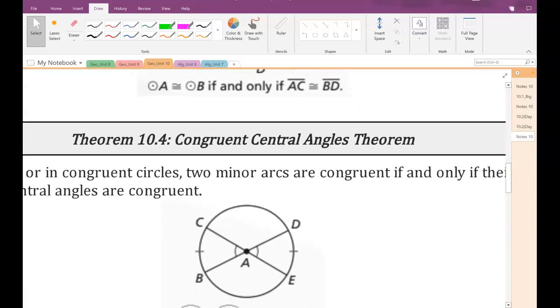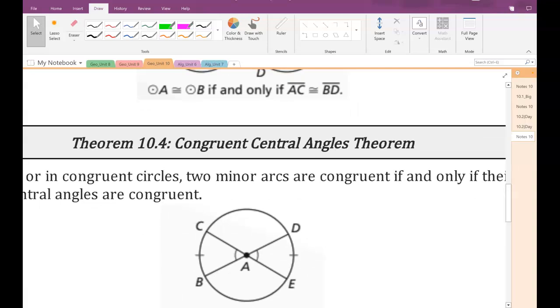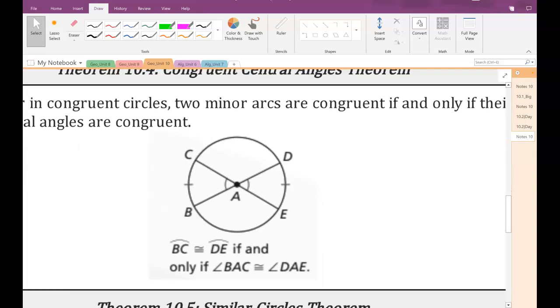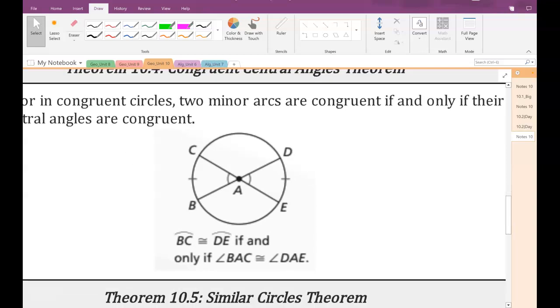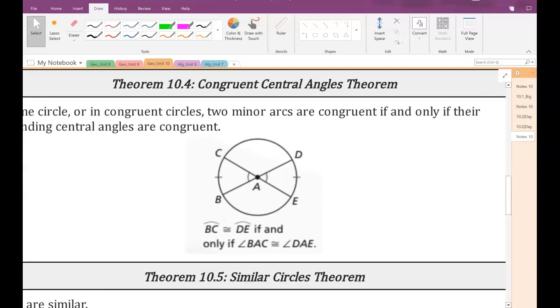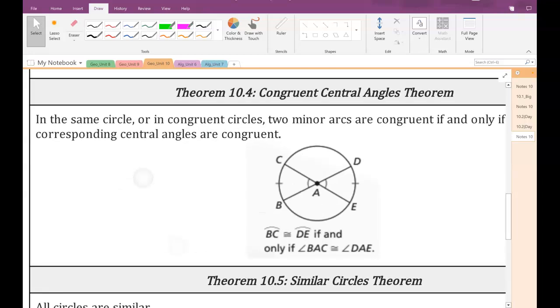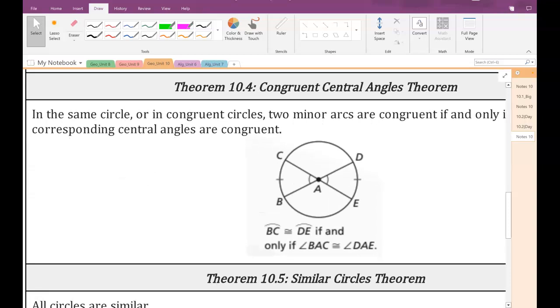Moving to talk about central angles. A central angle is how we form those major or minor arcs. It is an angle whose vertex is the center of the circle. That's the definition of a central angle. So if you have one circle or two congruent circles, two minor arcs, those arcs that are less than 180 degrees, are congruent if and only if their corresponding central angles are congruent.